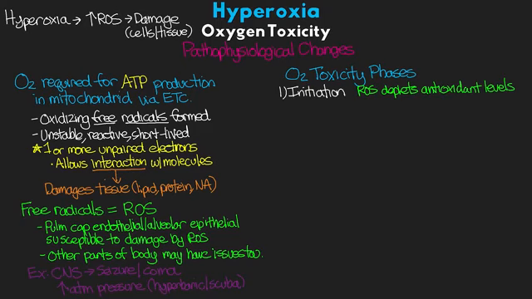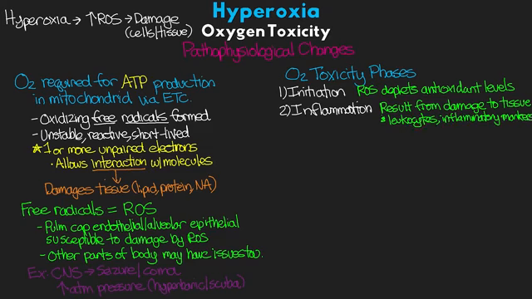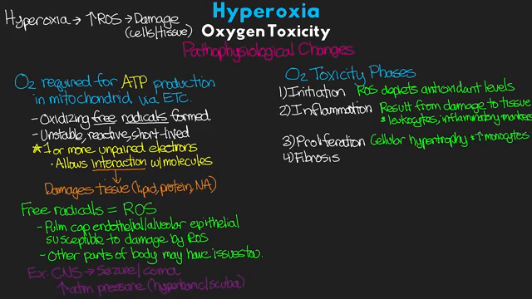Next, and these phases can overlap with each other, I want to talk about inflammation, and this is the result of damage of lung tissue and the migration of leukocytes and different inflammatory markers. From there we have proliferation, and here we see cellular hypertrophy as well as the increased presence of monocytes. And then the last phase is fibrosis. In this phase, these changes are permanent and irreversible. Collagen is deposited and the interstitial space is thickened, leading to fibrosis.